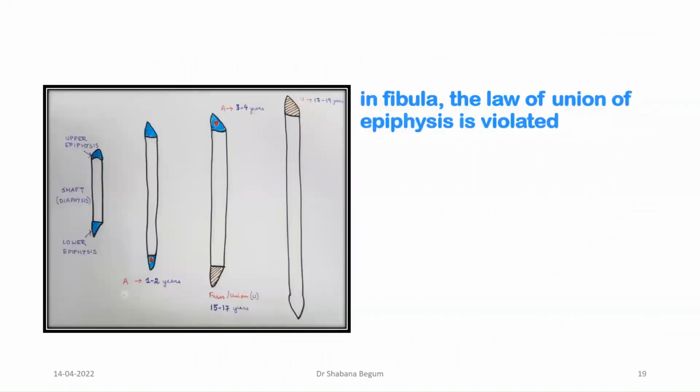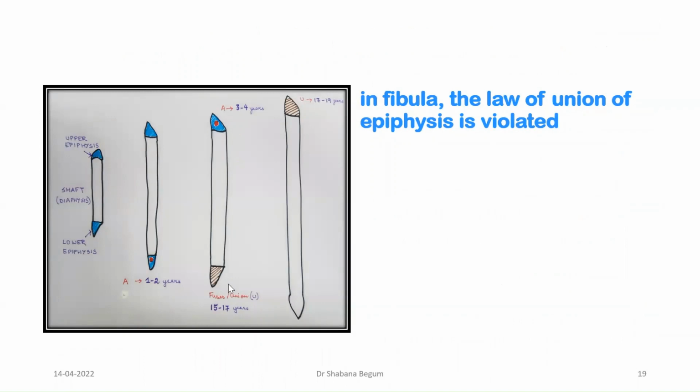Now, fibula is a unique bone. Here, the law of union of epiphysis is violated. This is a schematic diagram. We can see this is the shaft which is ossified from the primary center of ossification, and the ends, that is the upper and the lower ends, are still cartilaginous. Now we can see that at the lower end, the epiphyseal center appears first at 1 to 2 years. This is followed by the appearance of the epiphyseal center at the upper end at 3 to 4 years.